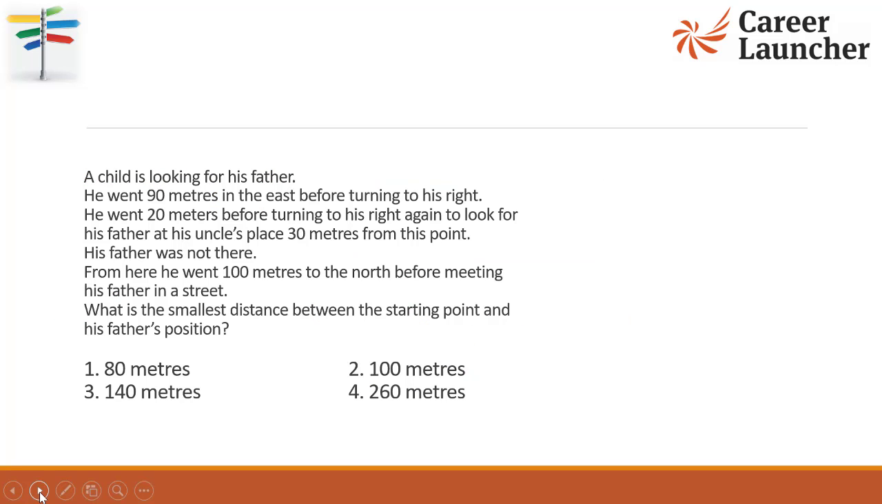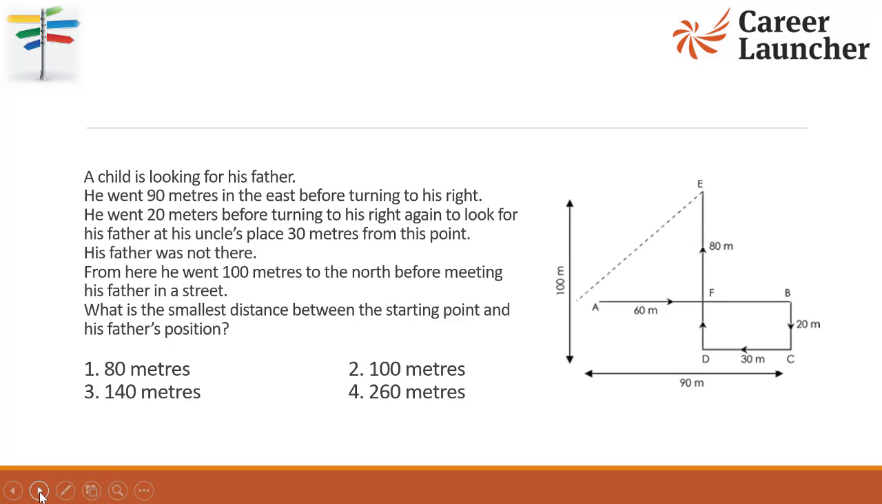Okay, a child is looking for his father. He went 90 meter in the east before turning to his right. He went 20 meters before turning to his right again to look for his father at his uncle's place 30 meter from this point. His father was not there. From there he went 100 meter to the north before meeting his father in a street. What is the smallest distance between the starting point and his father's position?